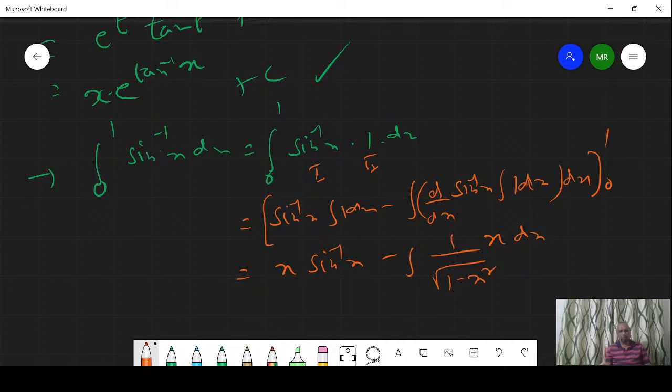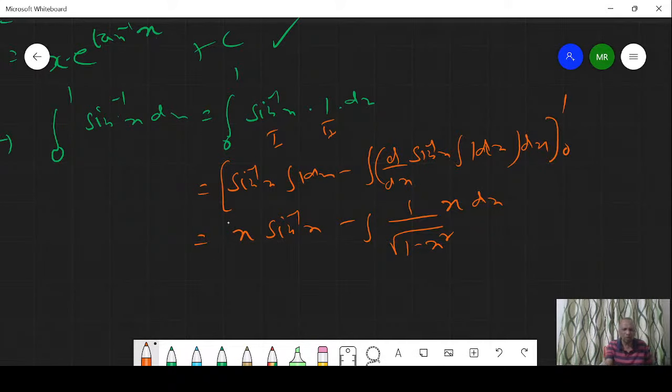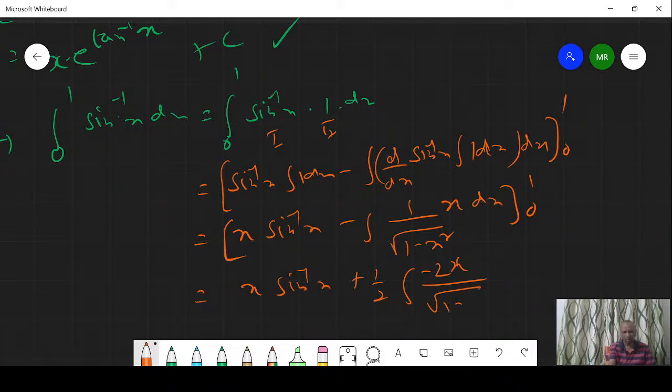Now you should be careful here to do this problem. This is an important concept. For this one I should apply the limit 0 to 1 after completing integration, then we can apply the limits. But here, you see the derivative of 1 minus x square will be minus 2x. So for our convenience I can write x sin inverse x plus 1 by 2 integral of minus 2x by root of 1 minus x square dx.